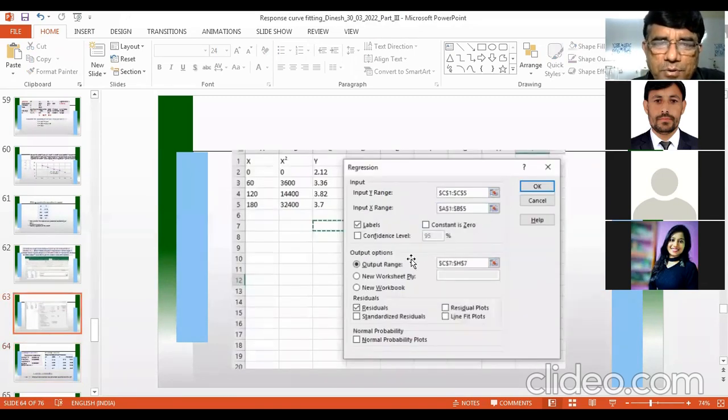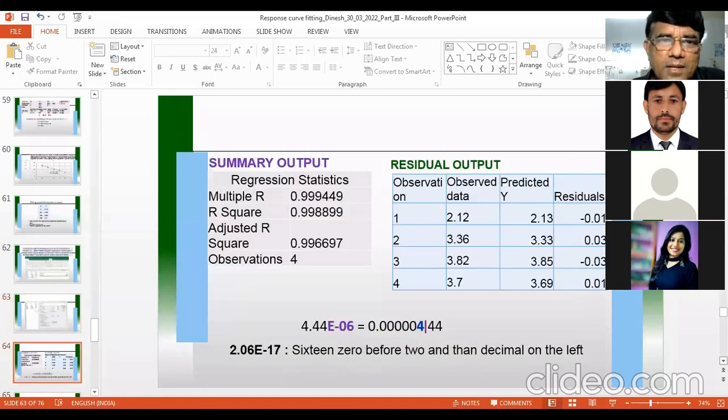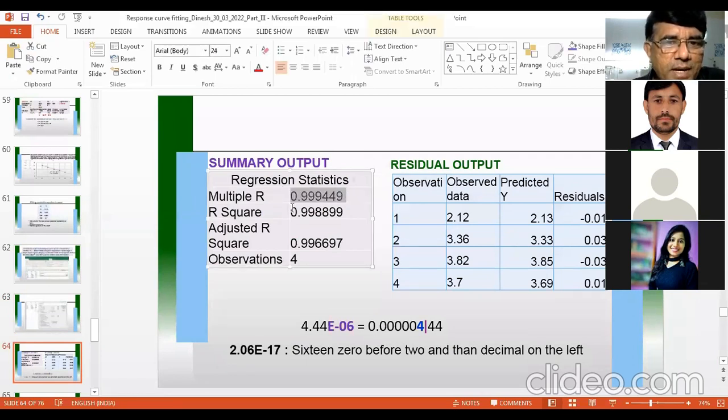And then you can choose the output range, minimize it, you will get the output range here, and then click OK. So you will get this kind of data. Summary output means this is for your correlation coefficient, this is your R square, and forget about these. And then this is your residual.